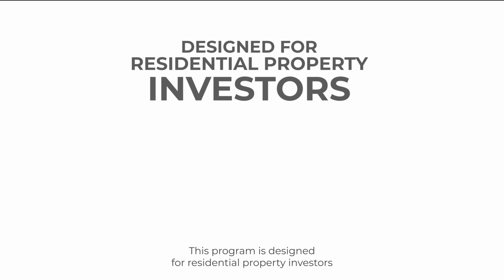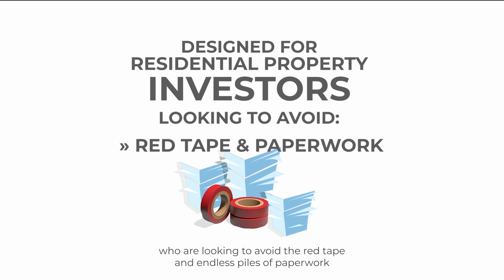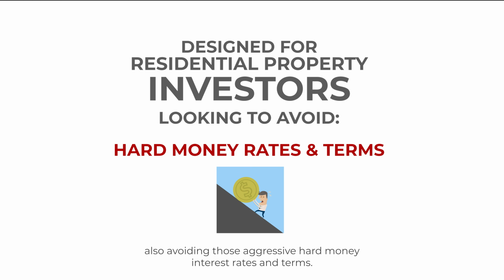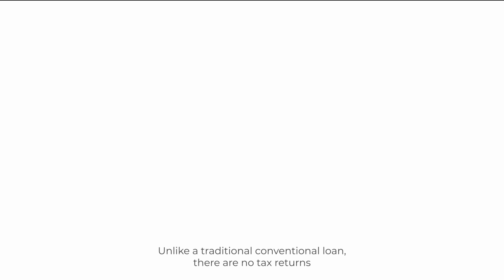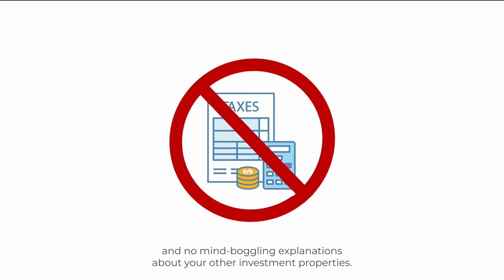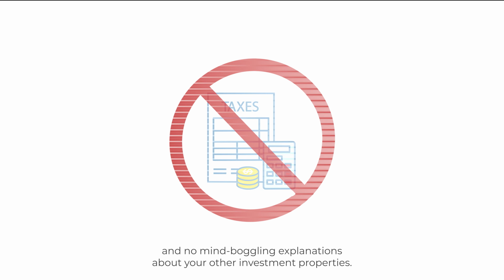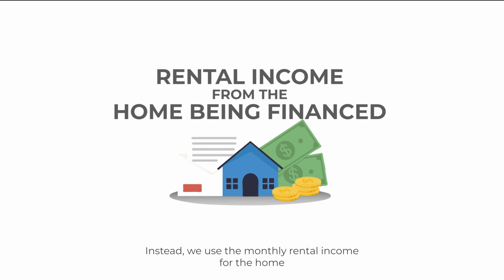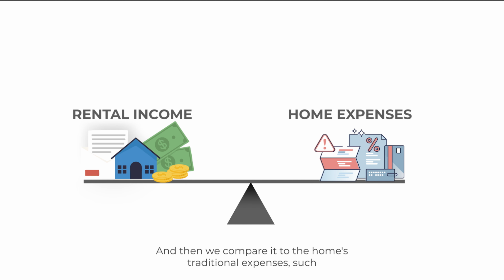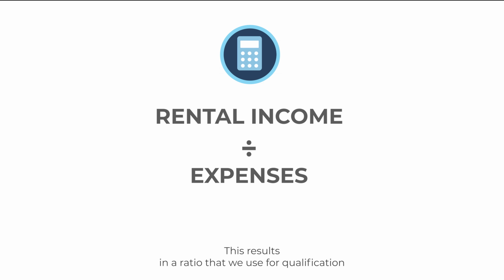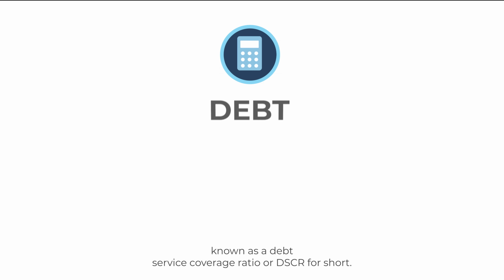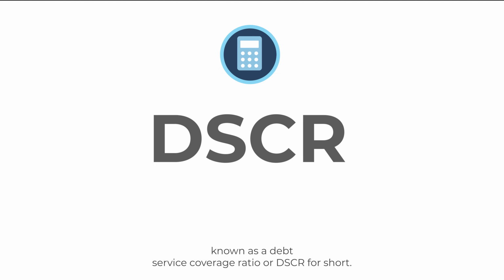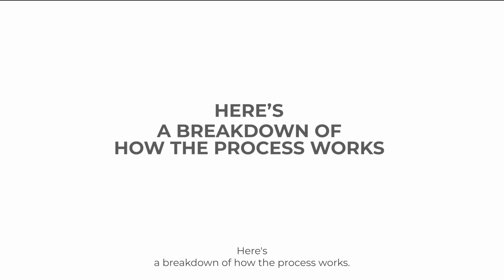This program is designed for residential property investors who are looking to avoid the red tape and endless piles of paperwork of traditional bank loans, while also avoiding those aggressive hard money interest rates and terms. Here's how it works. Unlike a traditional conventional loan, there are no tax returns and no mind-boggling explanations about your other investment properties. Instead, we use the monthly rental income for the home that's being financed as the income for the new loan. And then we compare it to the home's traditional expenses, such as property taxes, insurance, and association dues. We take the rental income and divide by the expenses. This results in a ratio that we use for qualification, known as a debt service coverage ratio, or DSCR for short. Here's a breakdown of how the process works.